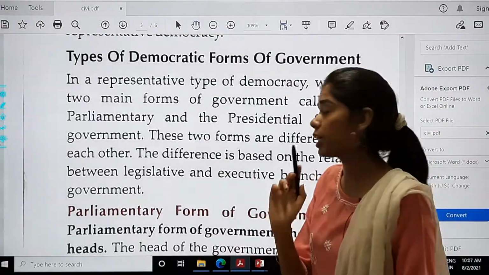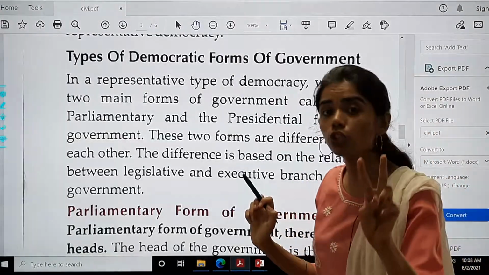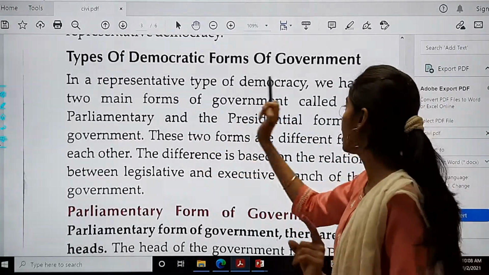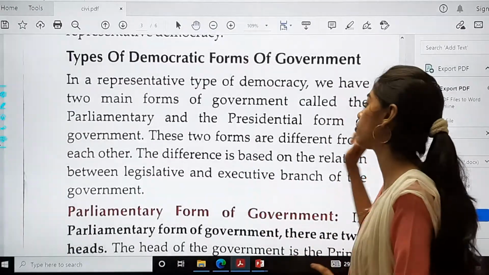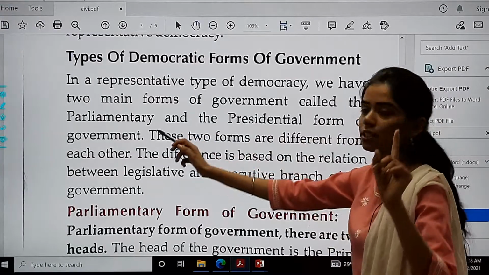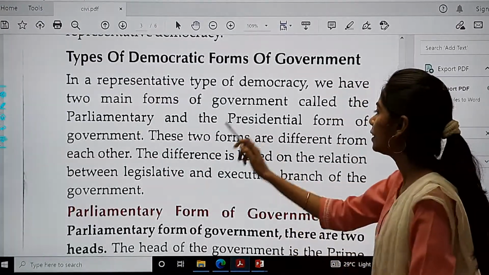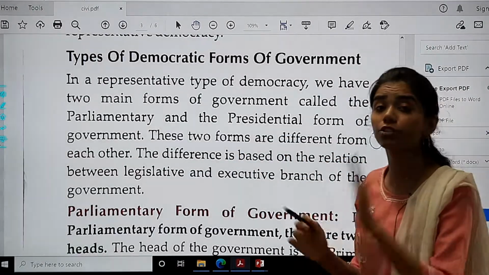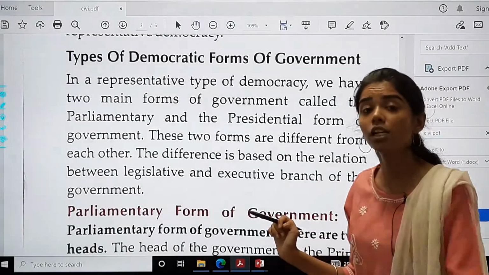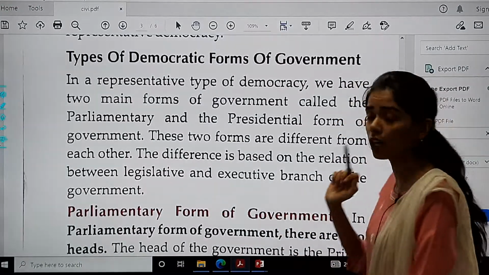In a representative type of democracy, we have two main forms of government called the parliamentary and the presidential form of government. How many types? Two. First one is the parliamentary and the second one is the presidential form. These two forms are different from each other. The difference is based on the relation between legislative and executive branch of the government.